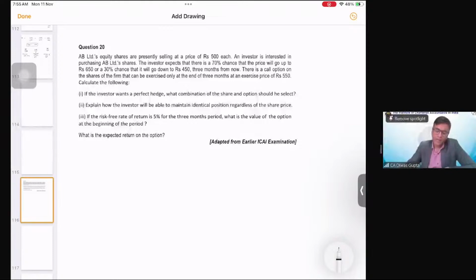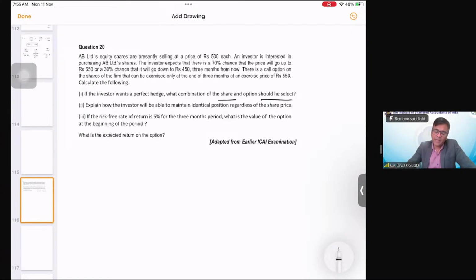There is a call option on the shares of the firm that can be exercised only at the end of 3 months. That means it's a European option at an exercise price of rupees 550. Now calculate the following. If the investor wants a perfect hedge, what is the combination of share and option he should select? So they're asking us to calculate the combination of the share and option.